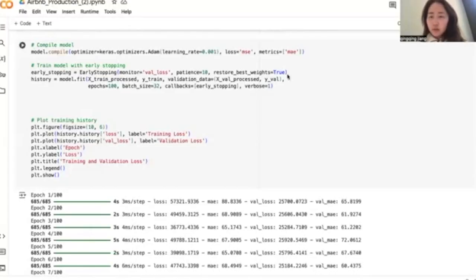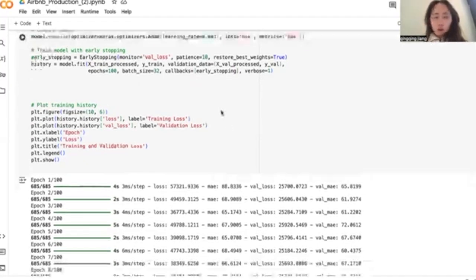So our model was compiled using the Adam optimizer with a learning rate of 0.001. The loss function selected is mean squared error, MSE, which penalizes the larger errors more heavily. Additionally, mean absolute error, which is MAE, was included as a metric to track prediction accuracy.